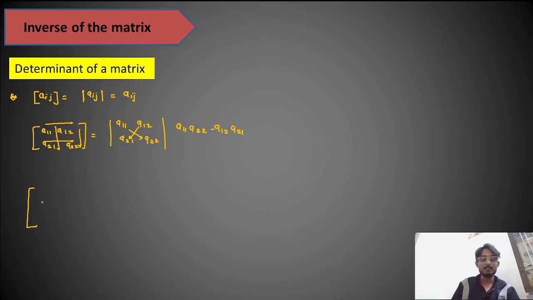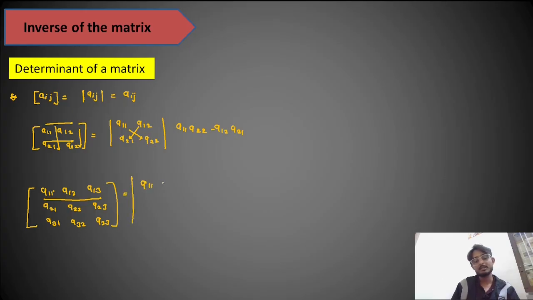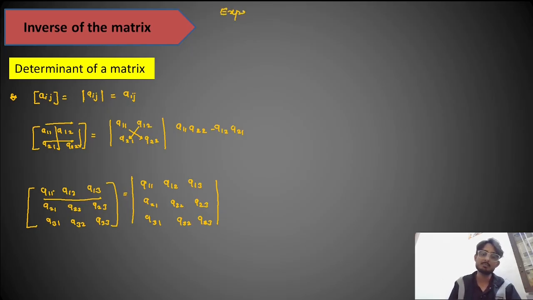Now how can you find the determinant of a matrix of order 3 cross 3, meaning A11, A12, A13, A21, A22, A23, A31, A32, A33? You can find it by eliminating a row and a column, starting with any row or any column. First of all, you will write the determinant of this matrix. Now expand by any row or column. So we will expand by row first.